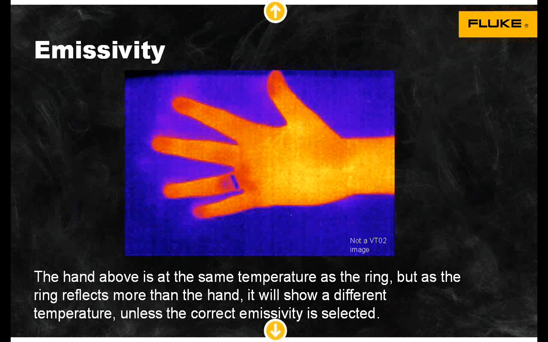Emissivity. The hand above is at the same temperature as the ring, but as the ring reflects more than the hand, it will show a different temperature unless the correct emissivity is selected. Human skin has an emissivity of 0.98, whereas gold is very reflective and could have an emissivity value as low as 0.37. Selecting the correct emissivity will greatly improve the accuracy of your measurements.